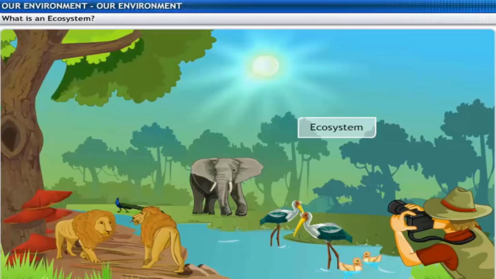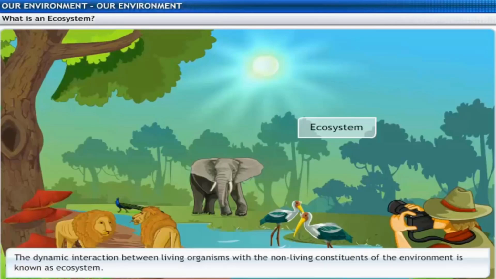All organisms, such as plants, animals, microorganisms, and human beings, as well as the physical surroundings, interact with each other and maintain a balance in nature. All these living organisms in an area interact with the non-living constituents of the environment, and such interaction is referred to as ecosystem.